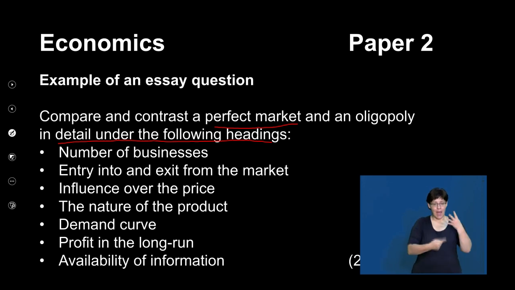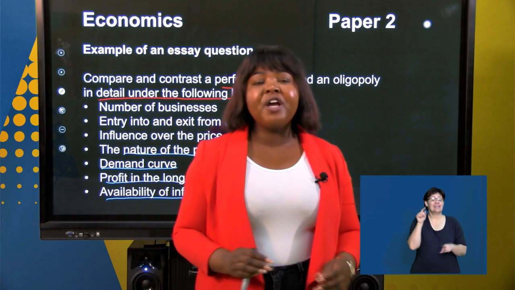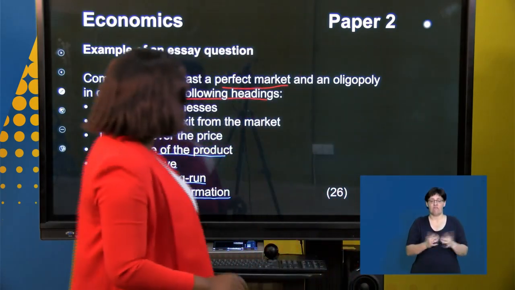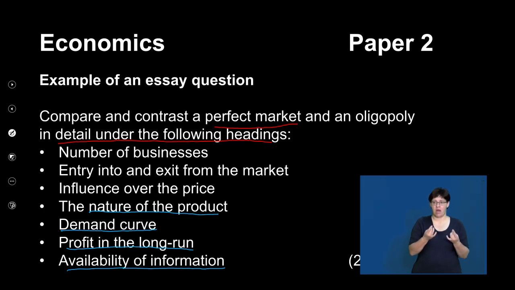You should discuss under number of businesses, entry into and exit from the market, influence over the price, the nature of the product, demand curve, the profit in the long run, and availability of information. Typically, if you find a question with subheadings given, your explanation needs to ensure that it covers all the subheadings. In the question, there will typically be a mark allocation next to each subheading. You might find for number of businesses you are given 4, for entry and exit into the market another 4, for influence over price 4 marks. Each of those subheadings normally carries marks, so if you fail to discuss maybe the remaining 3, you lose out on the 12 marks. So make sure you are able to tackle the question under the given subtopics.